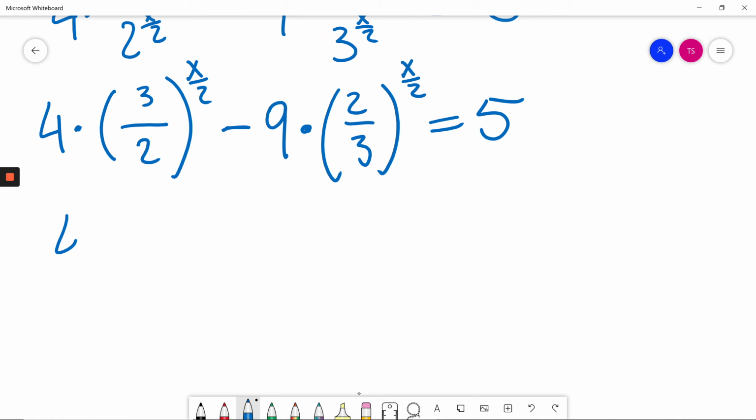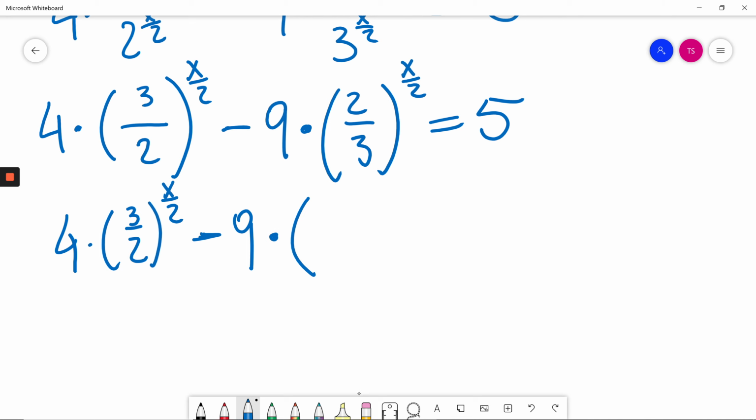So now two-thirds to the power of x divided by 2, I can take reciprocal, 2/3, so 2 divided by 3, 3 divided by 2. And then in power, I'll just change the sign. To the power of minus 1 times x over 2, so this is x minus x divided by 2. This is equal to 5.